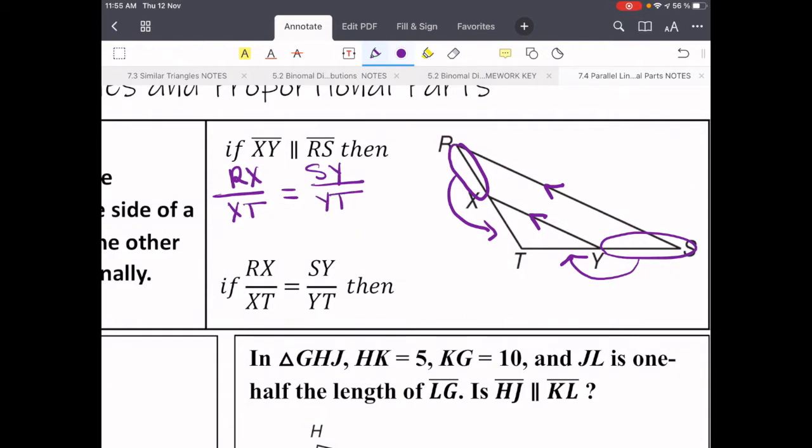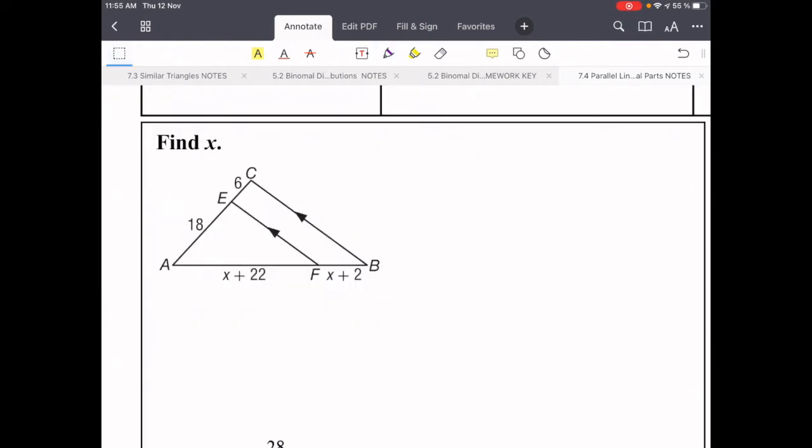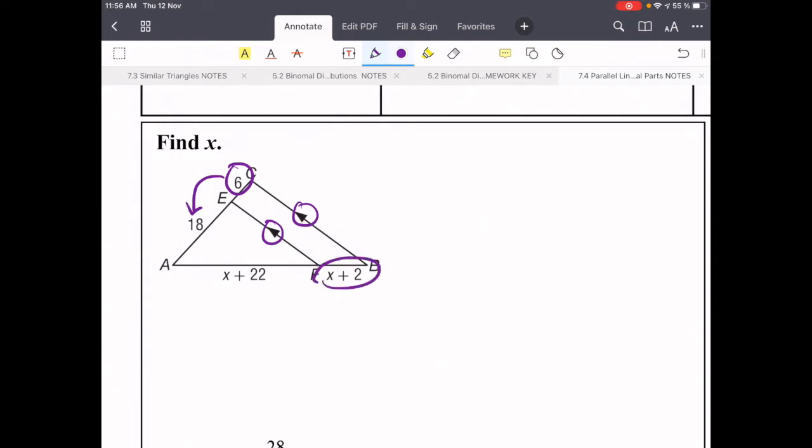So let's take that for a test drive. In this problem, we need to find X. We have a triangle with two parallel lines, and with those two parallel lines, we know that the small segment has the same proportion to the big segment as this small segment has to this big segment. So we can set up a proportion: 6/18 equals X plus 2 over X plus 22.